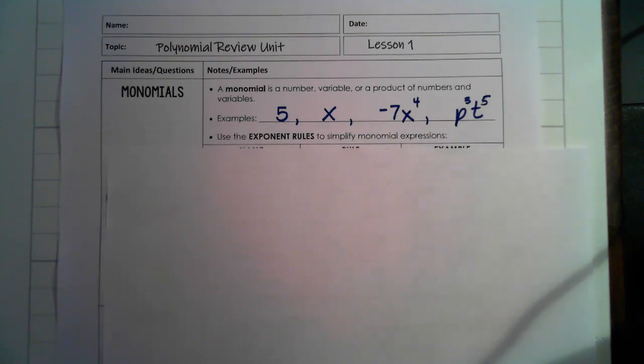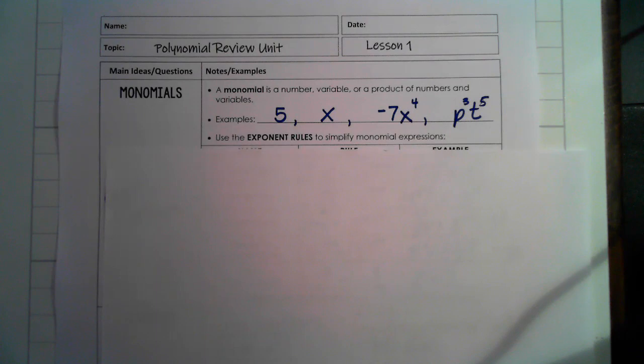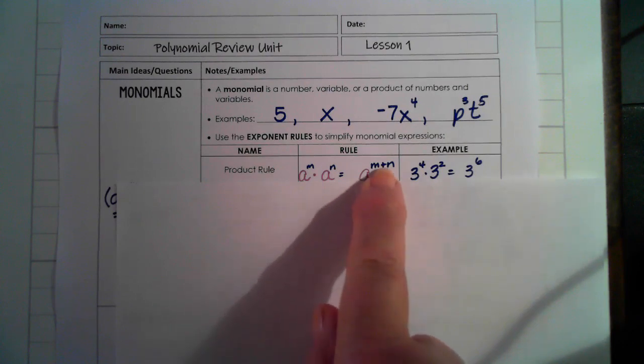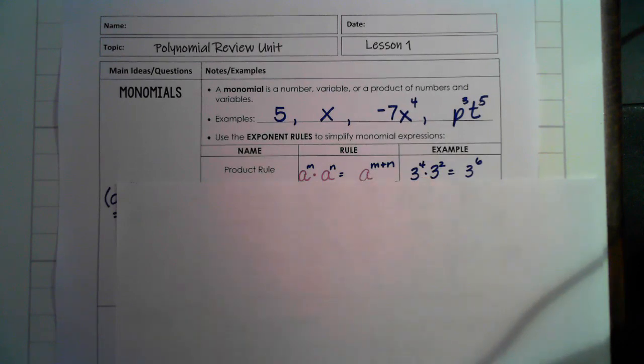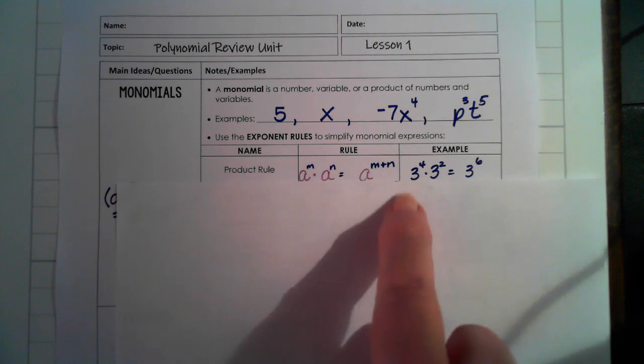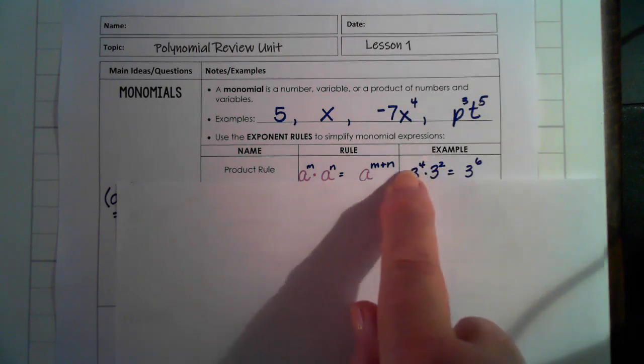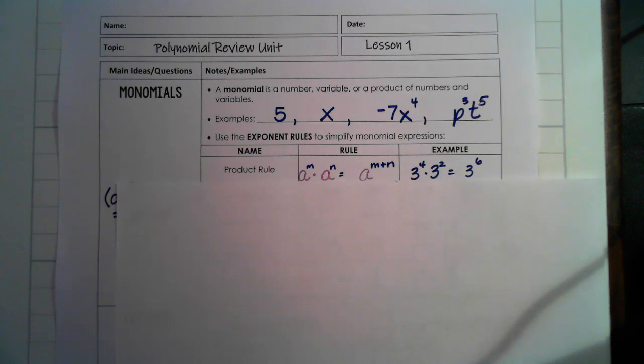We're going to use exponent rules to simplify monomials. So let's refresh that. When you're multiplying like bases, you add your exponents. Here's an example with the base of 3. They have to have the same base, though. You can't have 3 to the 4th times 2 squared. They have to both be base 3 or base whatever.